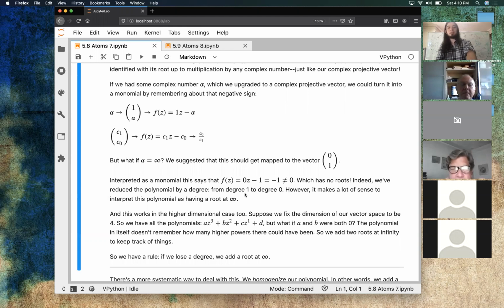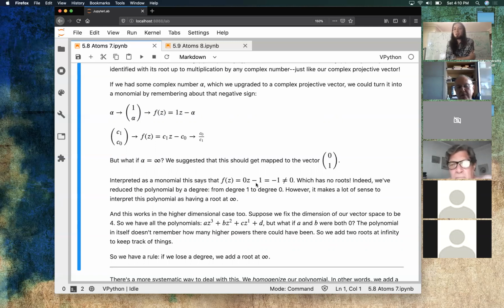So like this example here, right? F of z equals 0z minus 1. If you plug in, you ask where is that 0? What's the root? And you get -1 equals 0. It doesn't make any sense. So literally speaking, no, it doesn't have a root.